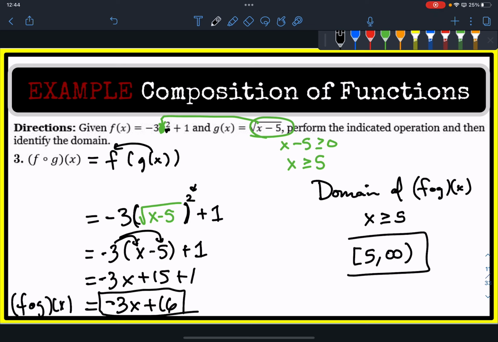Which is this. So to get the domain of the composition, we have to see what restrictions there are in the function that we're plugging into the other function, and then at the very end, see if there are any additional restrictions. In this case, there are no additional restrictions, only the restrictions at the very beginning. So as long as I plug in numbers greater than or equal to 5, I'm going to get real numbers out of this, and this is going to also just give me real numbers. There are no restrictions on what numbers I can plug in here. So my domain is 5 to infinity, including 5.